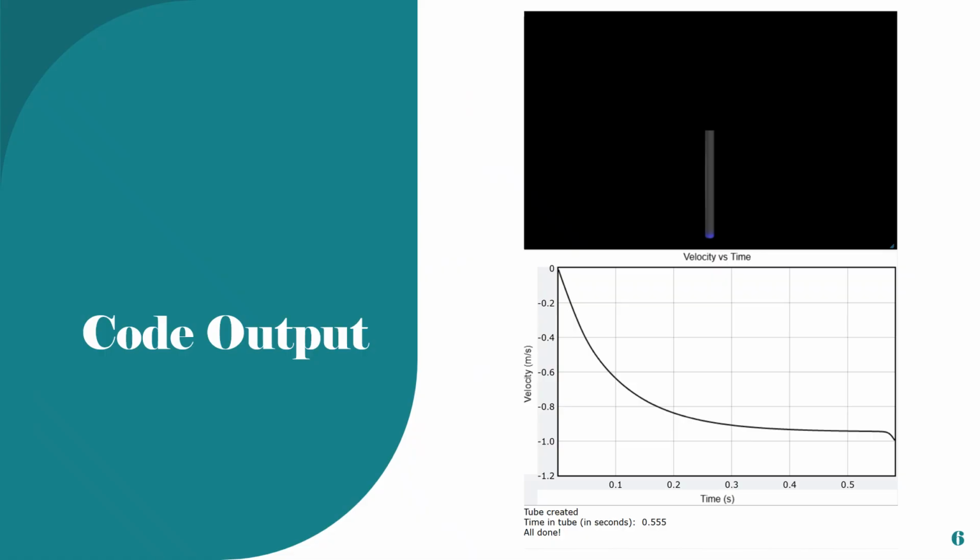Here is the code output. As you can see from the graph, our magnet starts off with a pretty speedy velocity, and then it eventually flattens out before it gets to the end of the tube.